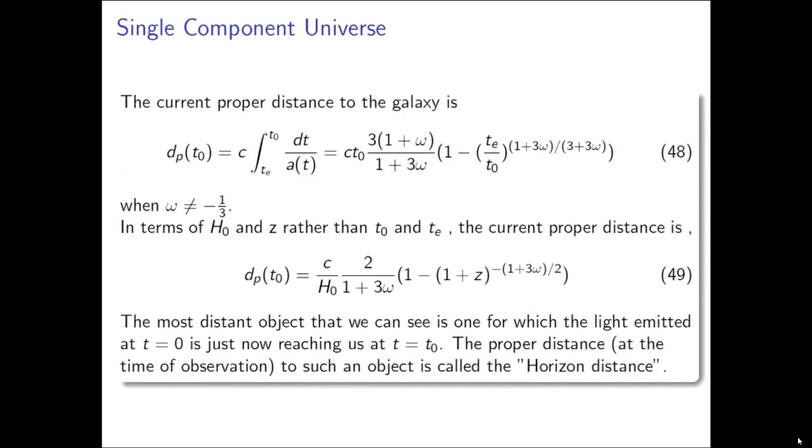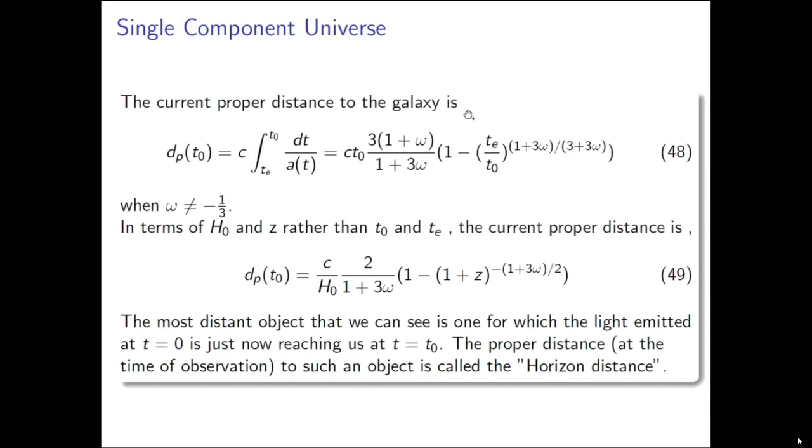And in this section, we cannot use the value of omega to be minus 1 by 3 here. As you can see, we have restricted that part. If we use minus 1 by 3, this portion will just result to 0, and then it won't make any sense to have a 0 proper distance. So in terms of h naught and z, rather than t naught and t, the current proper distance can be given by equation number 49.